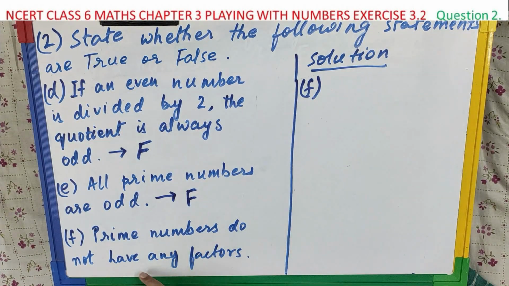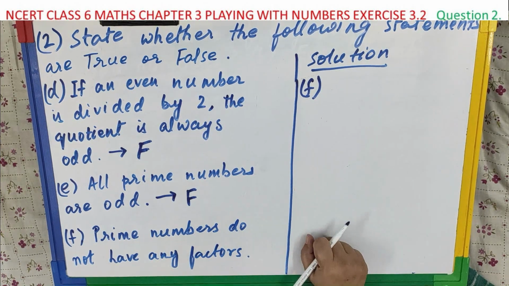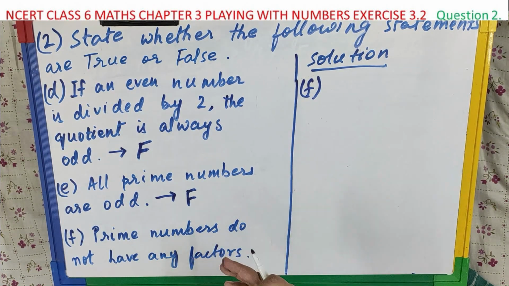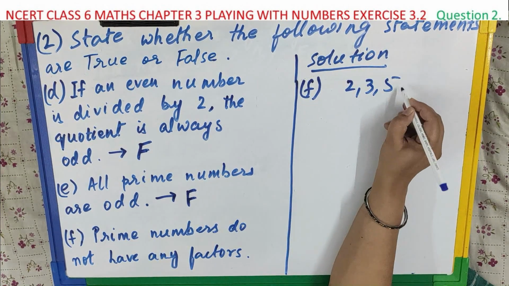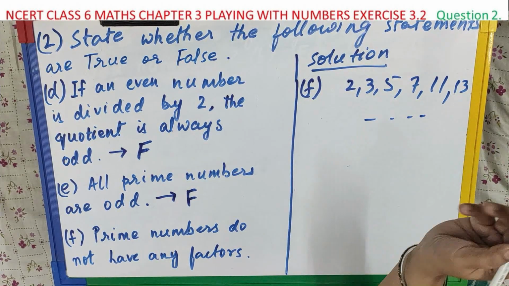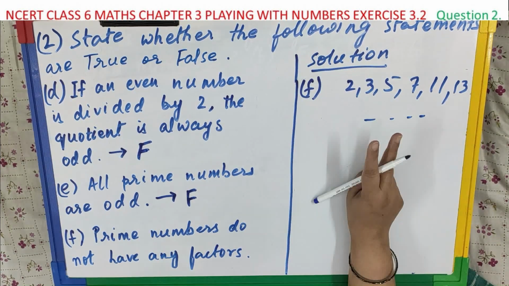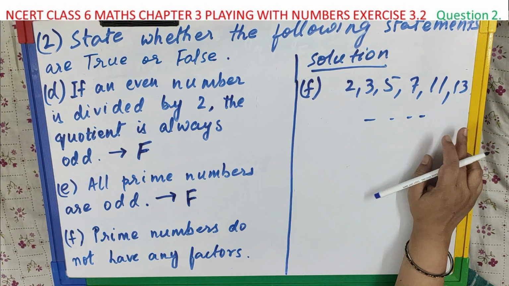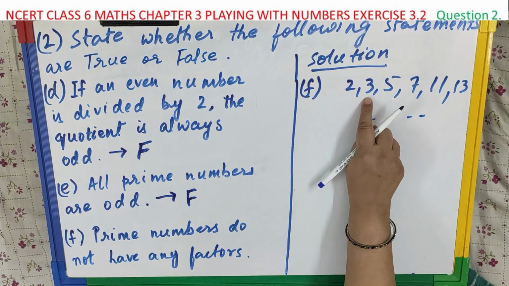Prime numbers do not have any factors. See, prime numbers have factors. Prime numbers have only two factors. So this statement is wrong, because it is saying that prime numbers do not have any factors. But what we have seen, 2, 3, 5, 7, 11, 13 and so on are prime numbers. These numbers have only two factors, which means prime numbers are divisible by 1 and the number itself.